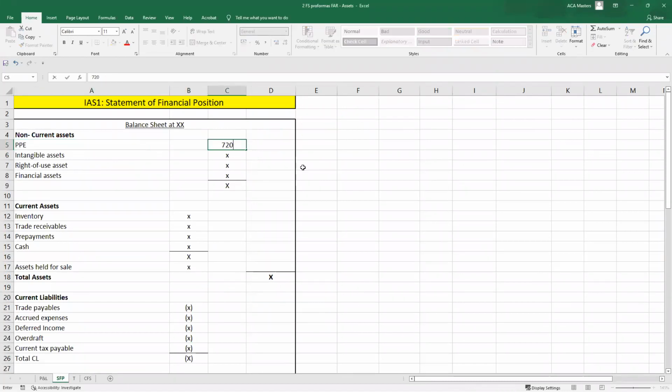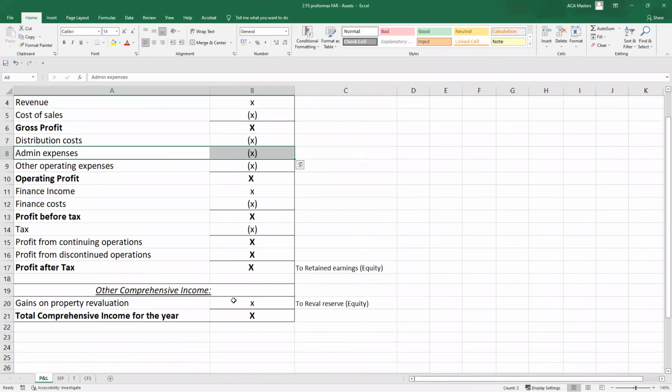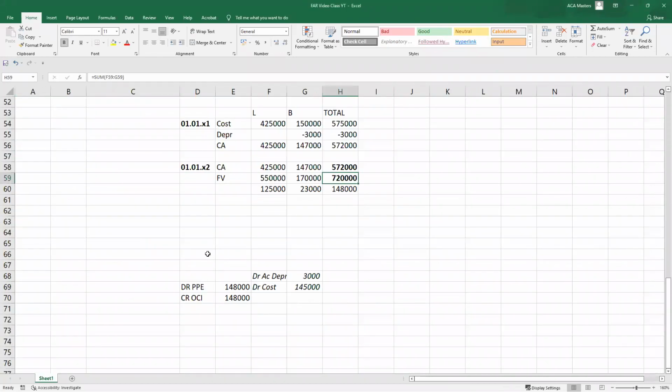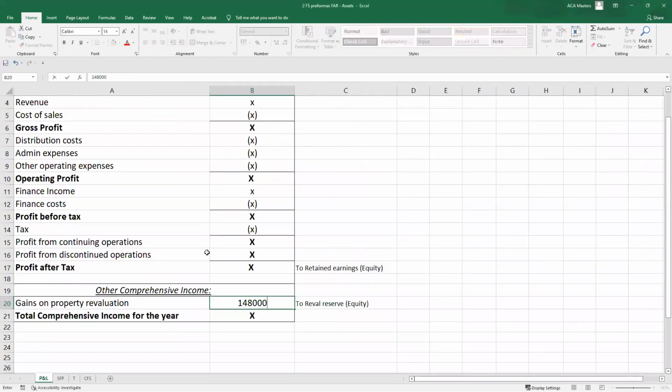So it'd now be up to its fair value. So that's gone up in value. And we've said this would be recorded through other comprehensive income. So we're going to have 148k here in other comprehensive income.